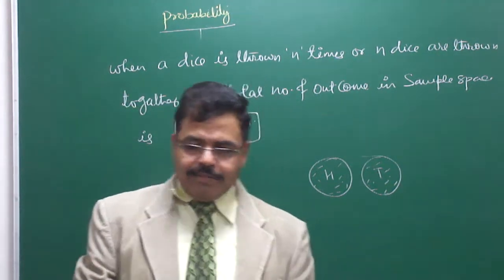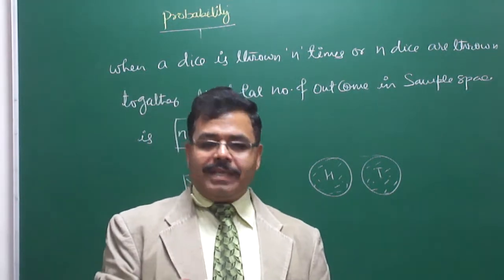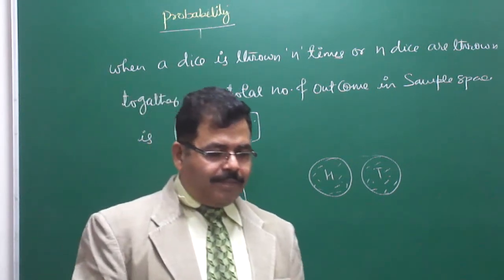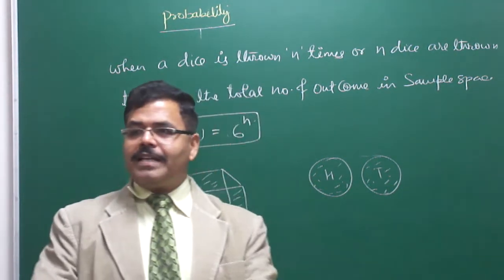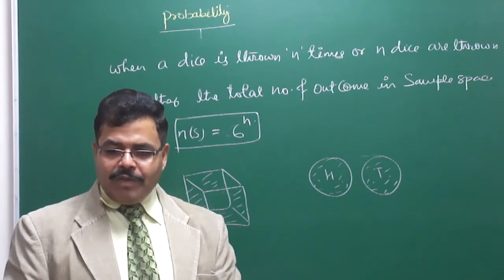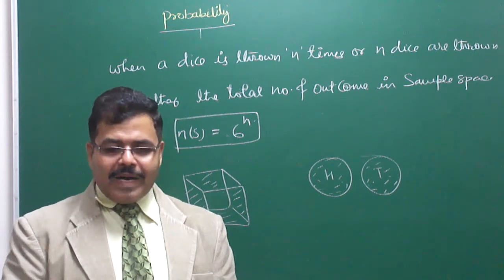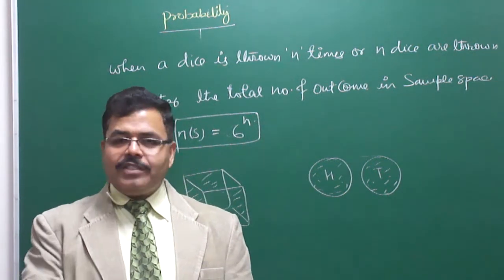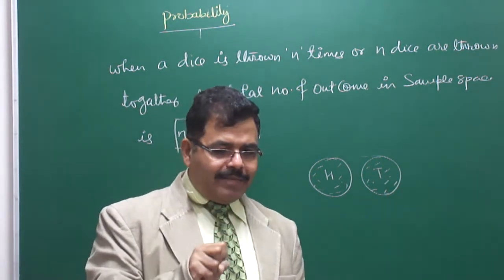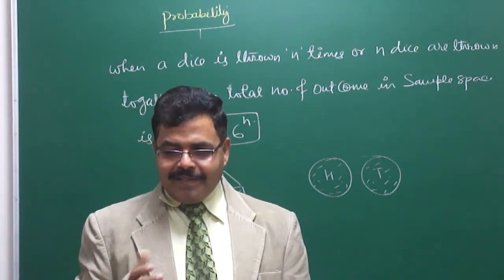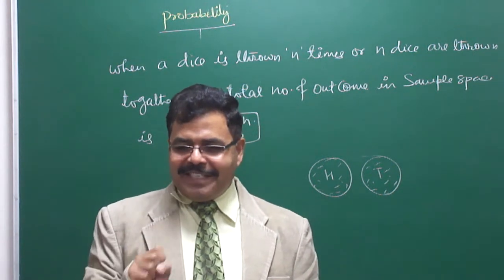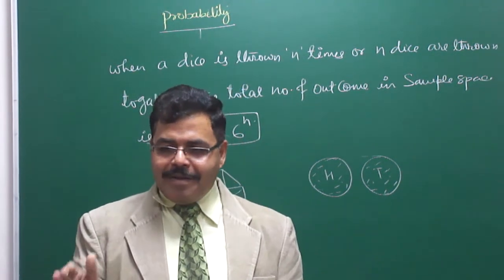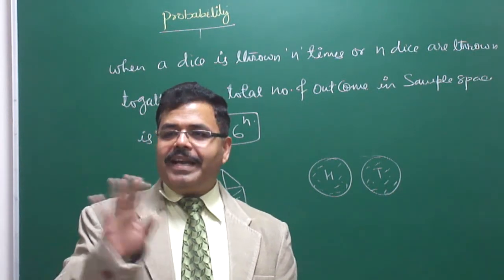But whatever outcomes are there, all of them may not be favorable. Maybe some of them are favorable, maybe none of them are favorable, or maybe a few of them are favorable. Suppose you have visited a shop to purchase a dress, and the shopkeeper has shown you 5-6 dresses. It may be possible that you like none of them. So the minimum number of favorable items can be 0. Sometimes all of them look so beautiful and attractive that you are not able to decide which one to pick up. In that case, all of them are favorable. So maximum all can be favorable, minimum 0, but it cannot be negative under any circumstances.